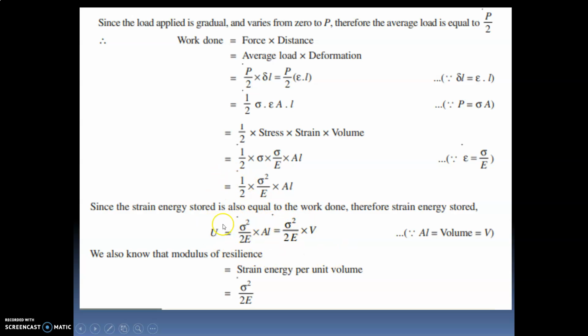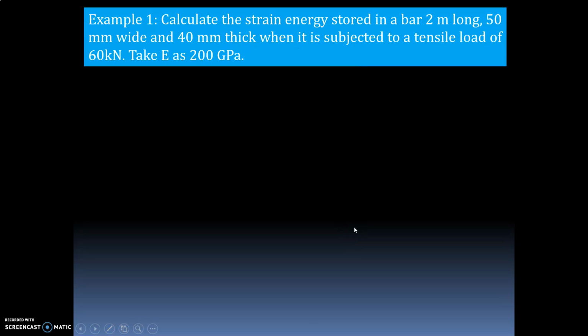What is the strain energy stored in the body when the load is applied gradually? U is equal to sigma square divided by 2E into A into L, or sigma square divided by 2E into volume. This is the formula to find the strain energy when the load is applied gradually.